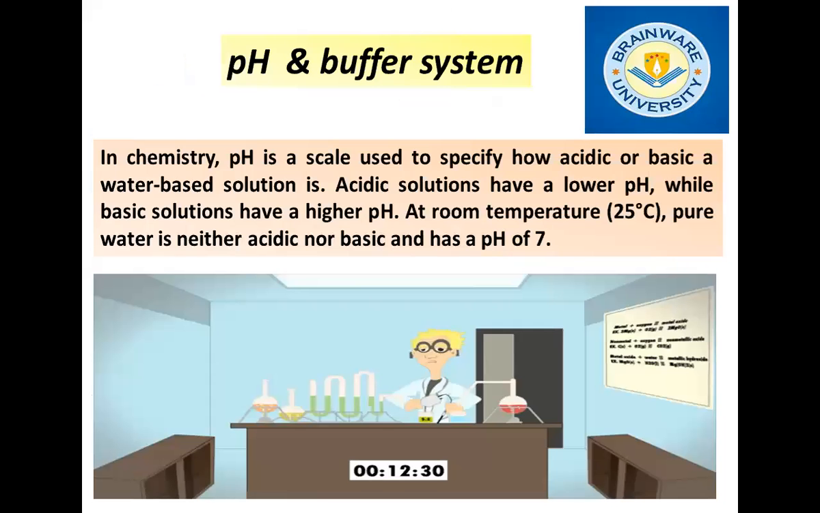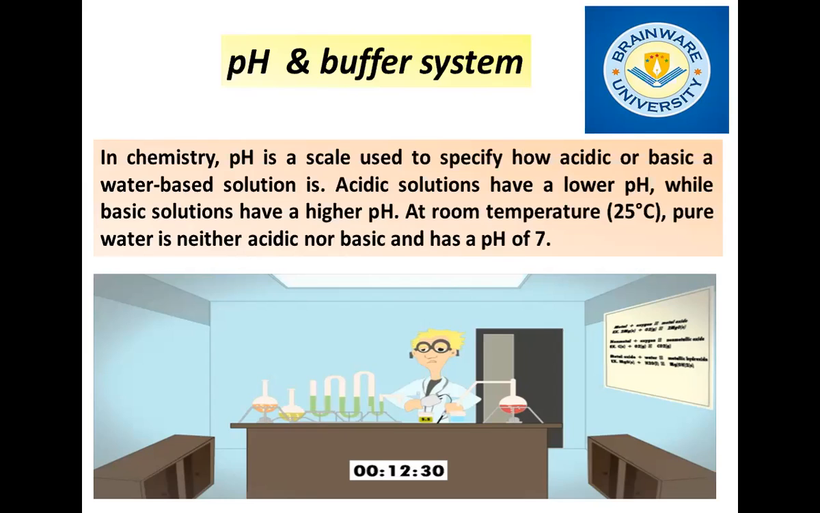So pH is nothing but a scale which is used to specify how acidic or how basic a solution is. Generally, an acidic solution has a lower pH while a basic solution has a higher pH. At room temperature, pure water is neither acidic nor basic, so its pH is 7.